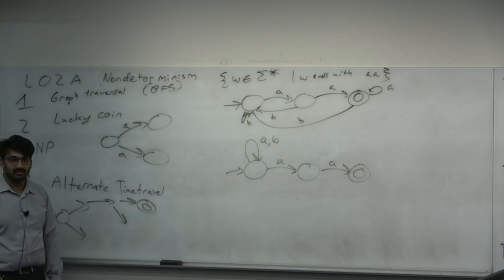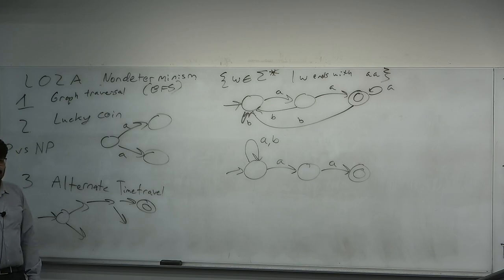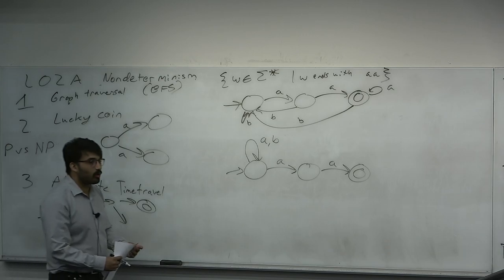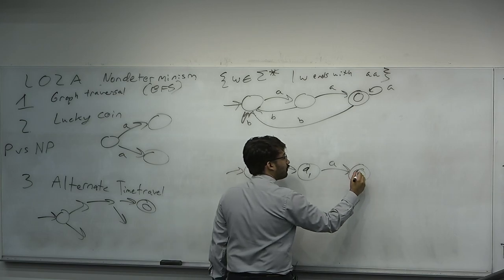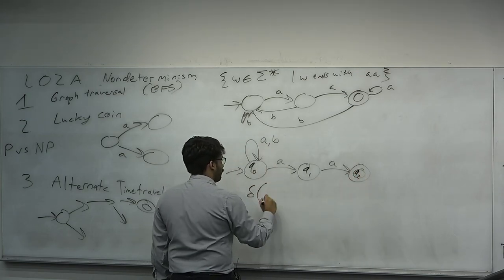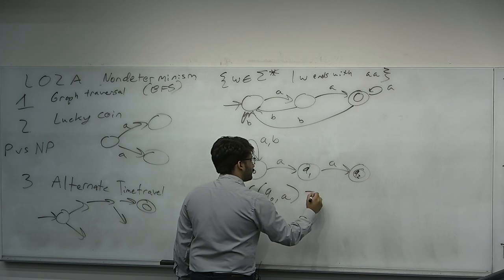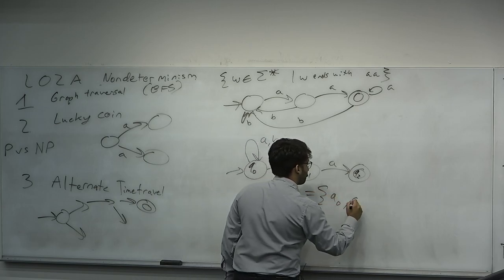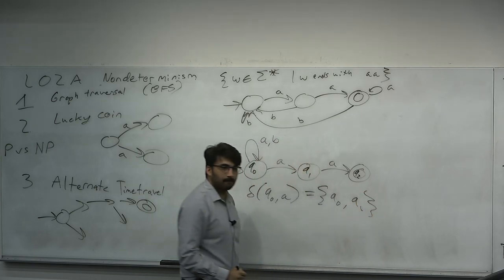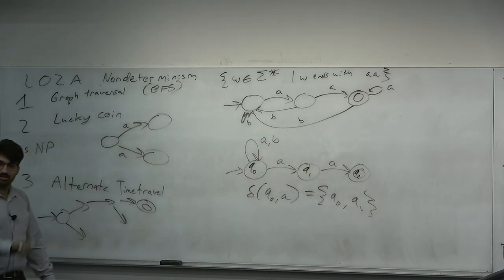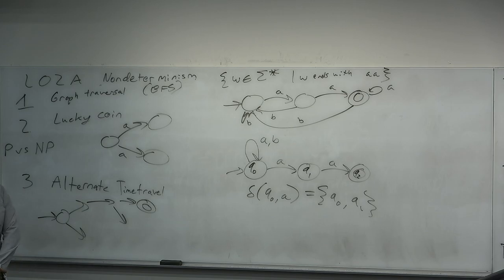Why? Because A has multiple transitions in the start state. Yeah, there's two outgoing A transitions. Let's call this Q0, and let's call this Q1, and let's call this Q2. What is delta of Q0, A? It's the set containing Q0, Q1. There's a transition from Q0 to Q0, and there's a transition from Q0 to Q1.